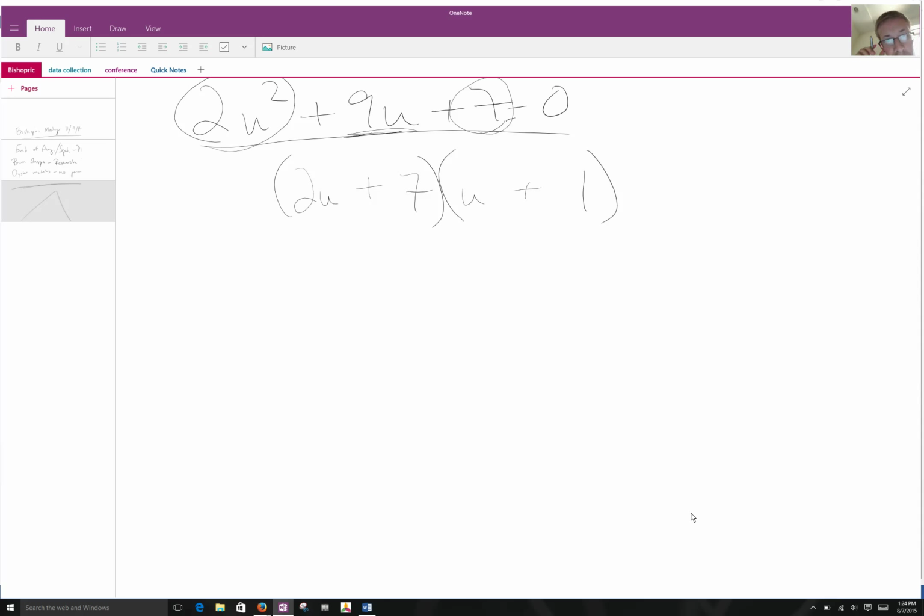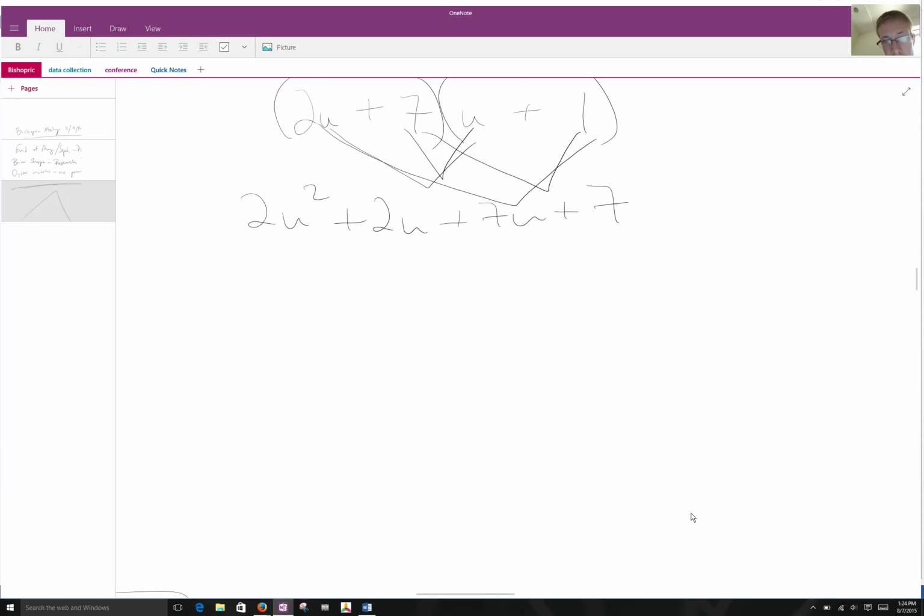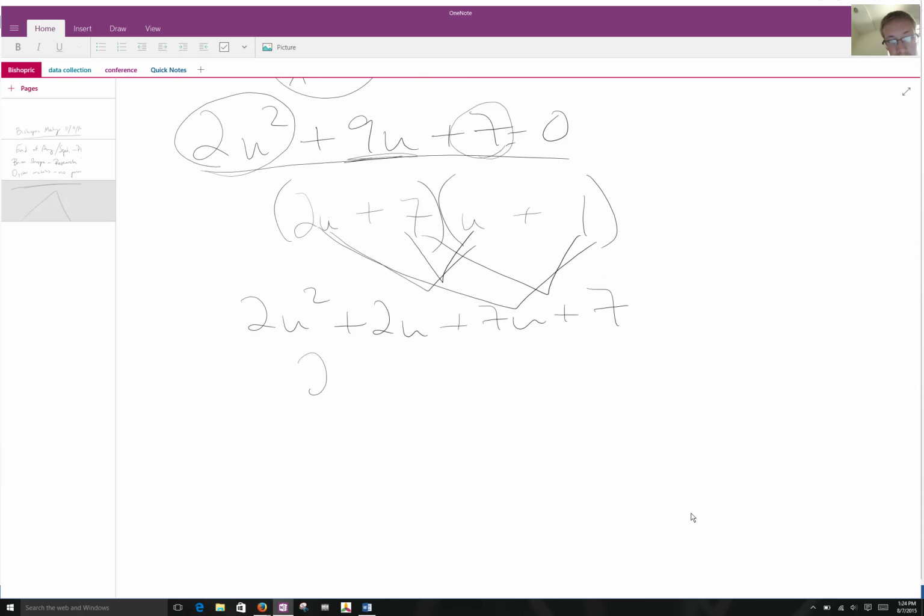If it doesn't work, we'll just need to flip-flop these two. But let's try it out as it is right now. So 2u times u is 2u squared. 2u times 1 is 2u. 7 times u is 7u. 7 times 1 is 7. Okay, so when we combine our like terms, we get 2u squared plus 9u plus 7, which indeed matches this guy. So these are the correct factors.